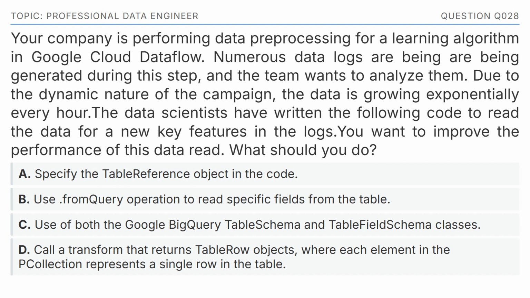What should you do? The options are: Option A, specify the table reference object in the code. Option B, use .from query operation to read specific fields from the table. Option C, use of both the Google BigQuery table schema and table field schema classes. Option D, call a transform that returns table row objects, where each element in the P collection represents a single row in the table.